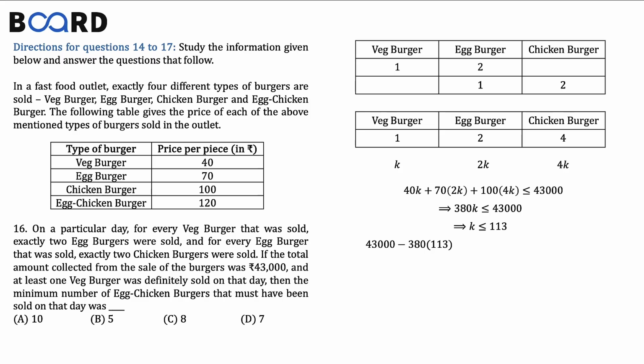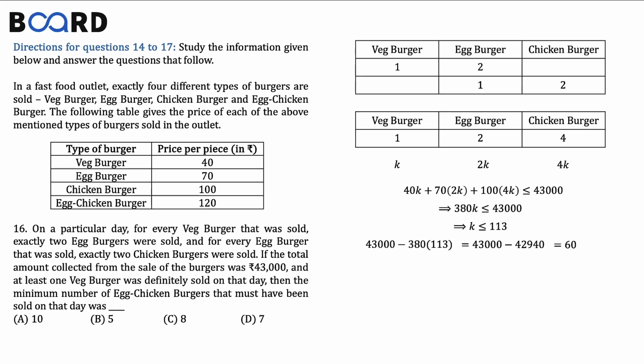43,000 minus 380 into 113, that will be the total amount collected by selling egg chicken burgers, where I know that the price of each egg chicken burger is 120 rupees. So whatever is the difference, that difference has to be a multiple of 120, right? So we just have to check when do we get the first multiple of 120 by subtracting each value. So 43,000 minus 42,940, that's 60. But 60 is not divisible by 120, not possible.